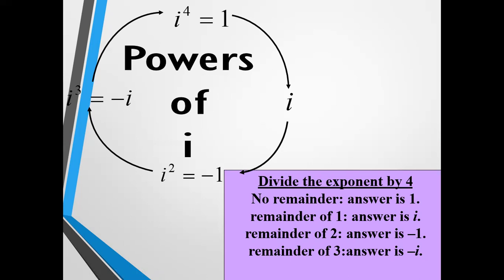When you divide the exponent by 4, if you have no remainder, the answer is 1. When the remainder is 1, your answer is i. When you have a remainder of 2, your answer is minus 1. And when you have a remainder of 3, your answer is minus i. That is when you divide by 4. You get what I'm trying to say. The next slide.